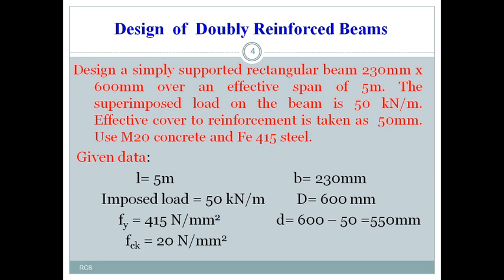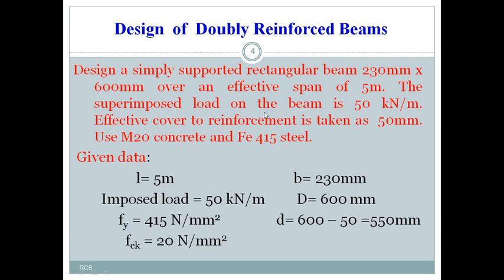The minimum of those two criteria will be taken as the effective span. That is the center to center distance between the supports, and the other criterion is clear span plus effective depth of the beam. The minimum of these two will be taken as the effective span. Here, directly in the problem, the effective span is given. Otherwise you need to calculate the effective span in this step.